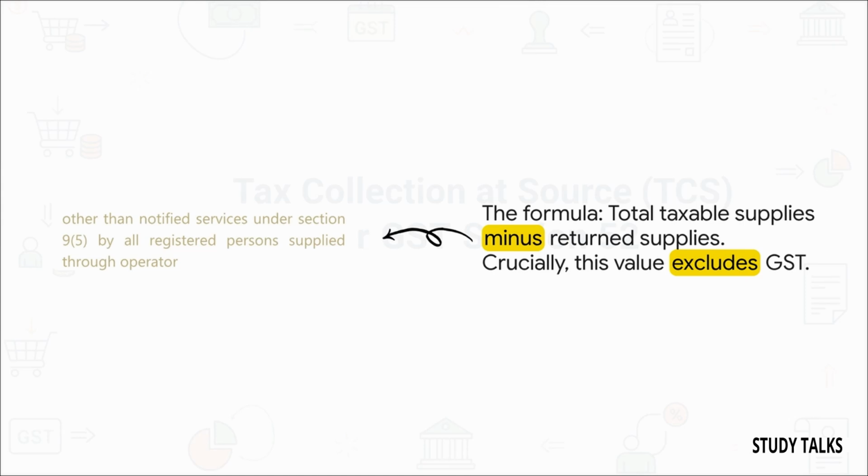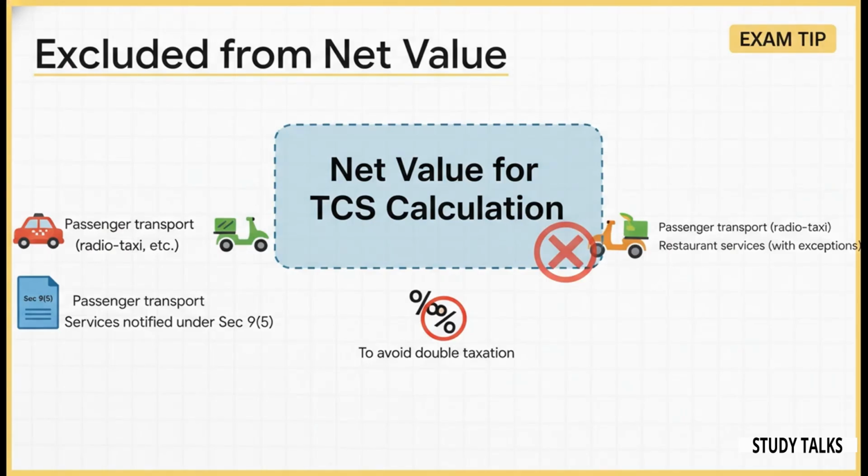What's left is your net value. And here is the crucial exam tip. Listen closely. TCS is always calculated on this net value, which is the value without the GST. Never, ever, ever calculate it on the price that includes GST. That's the trap.